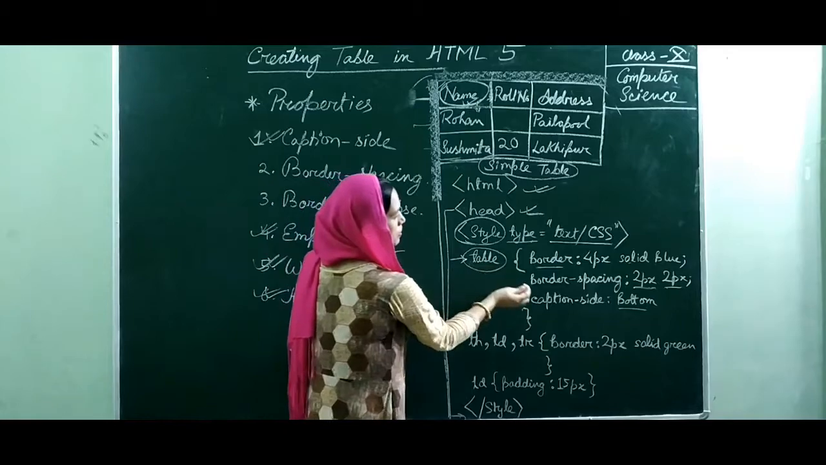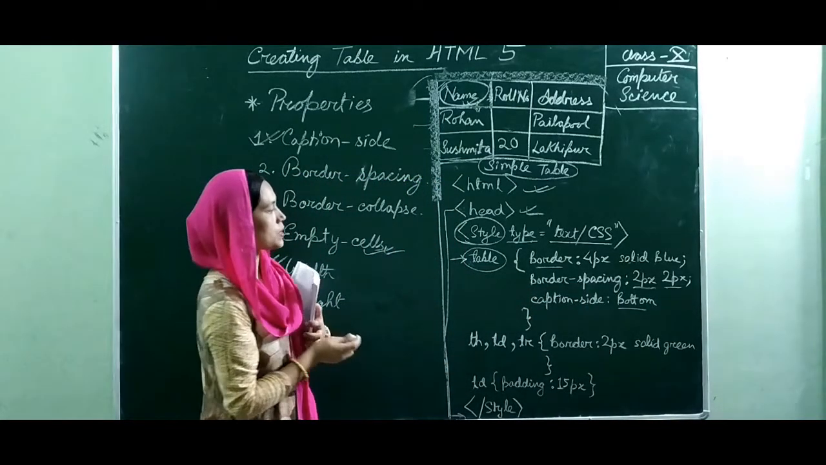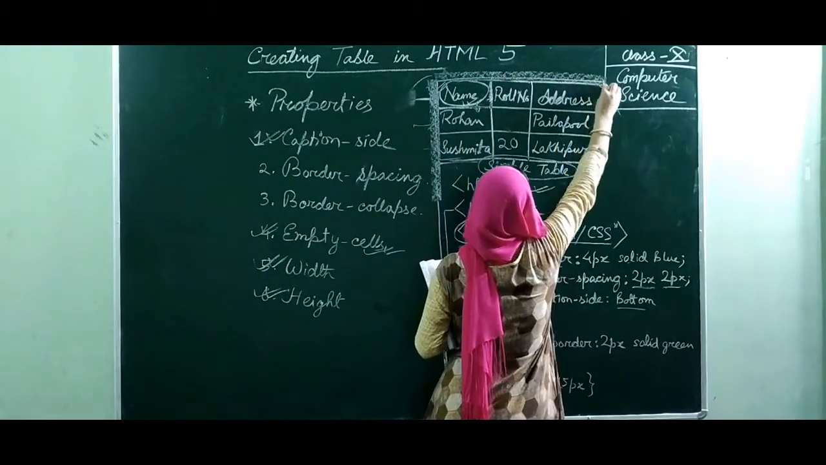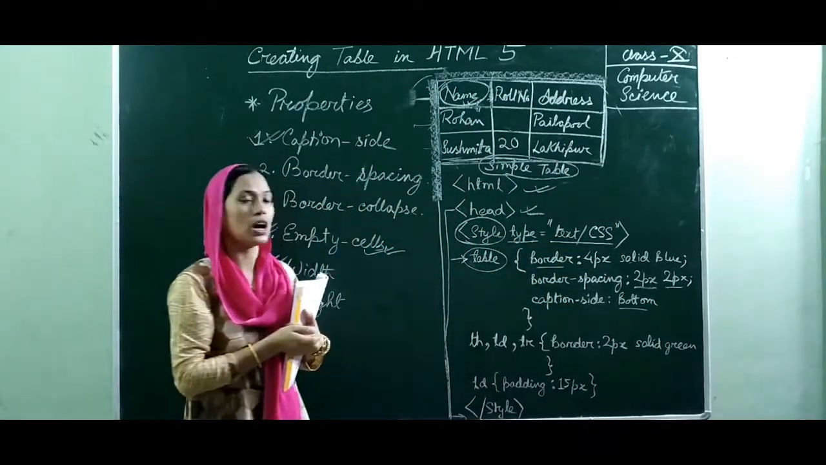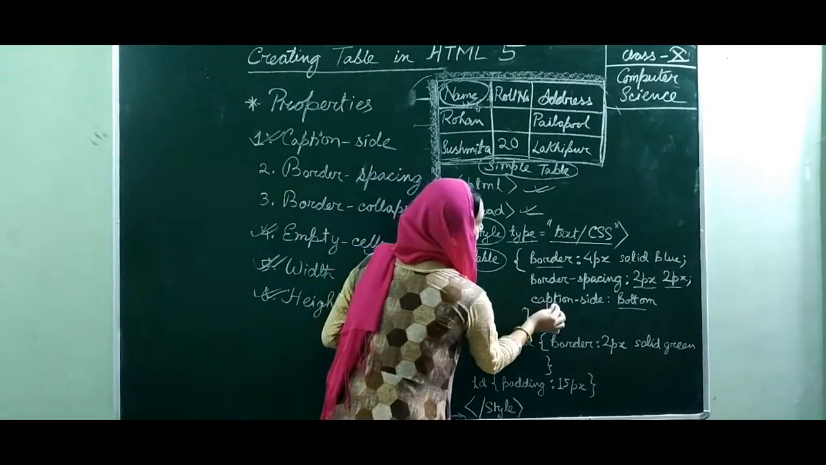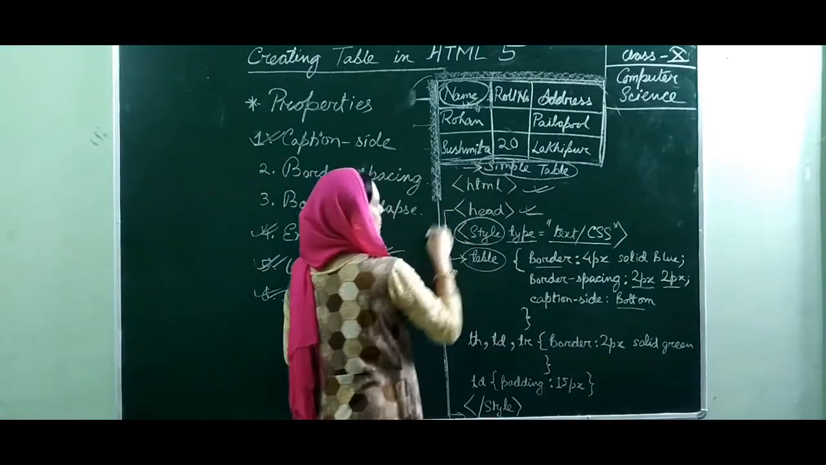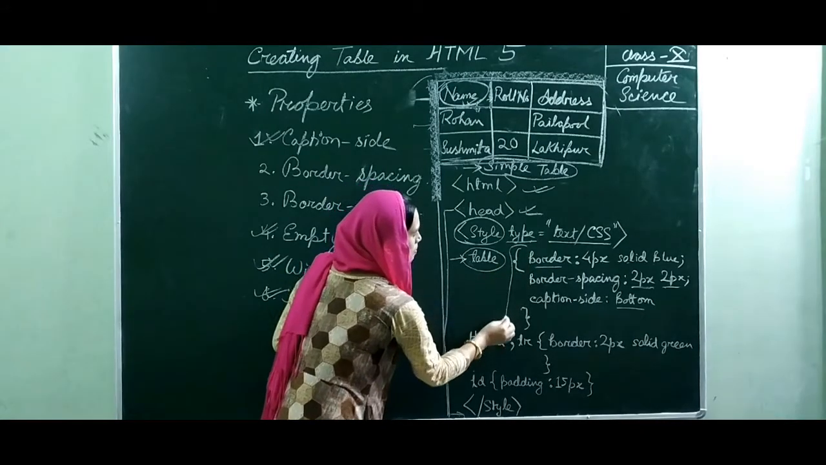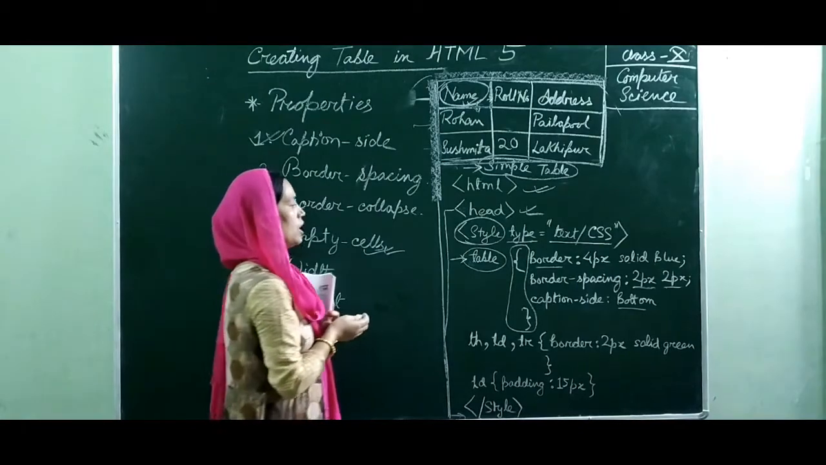Next, for the table itself, border spacing, that is 2px and 2px, and that border spacing is for this space. This whole space is set with the help of border spacing. Next, as we have already learned, caption side. This caption side we use to position the caption. This is all about the table, which has begun with the curly bracket and completed with the curly bracket.